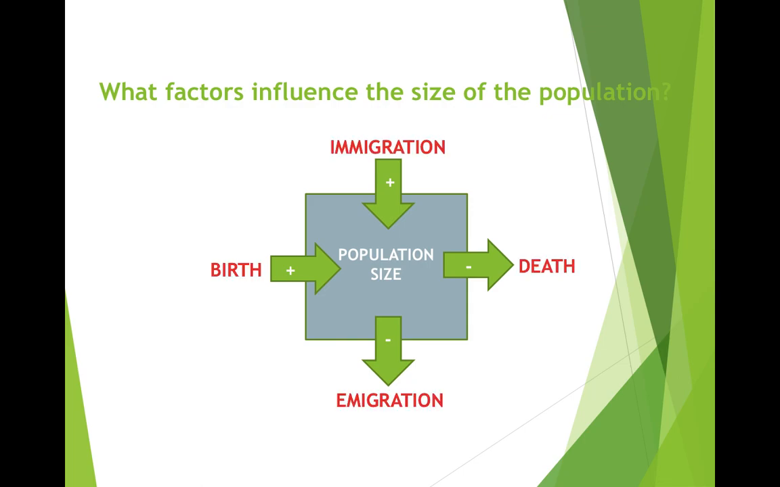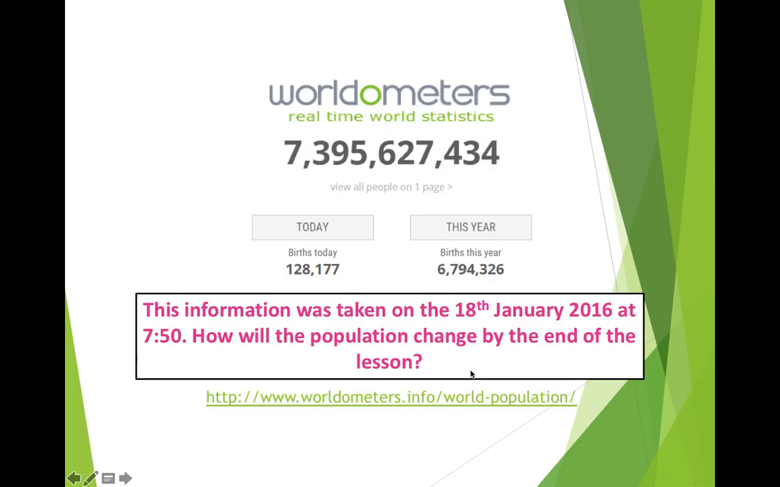Now, several factors influence population. If we're looking at, let's say, humans, we have birth and, of course, death that affect our population size. And then immigration, where we have populations coming in, let's say, to America. That would be individuals coming into our country. And then emigration is when individuals leave a country. So lots of different things affect population.